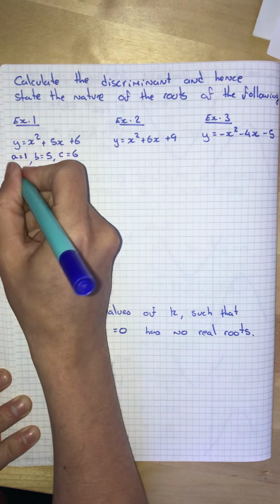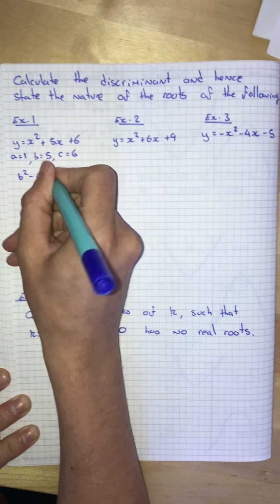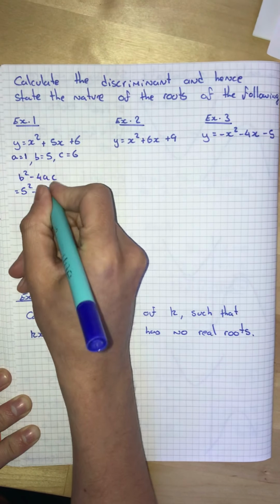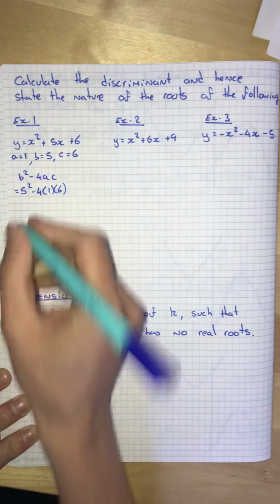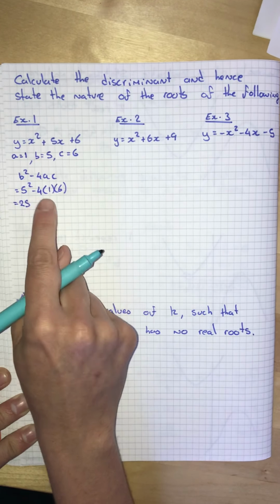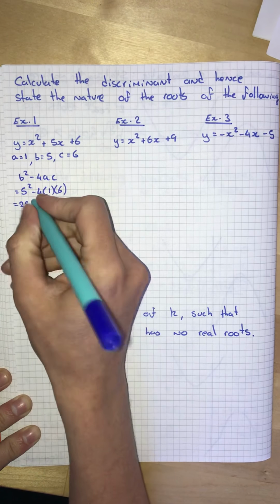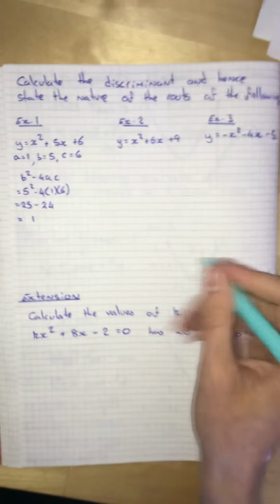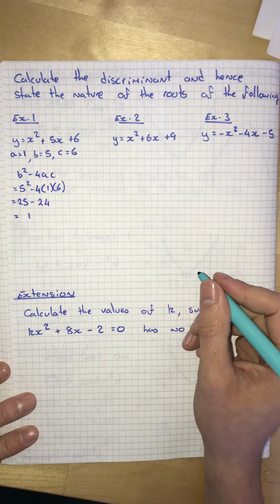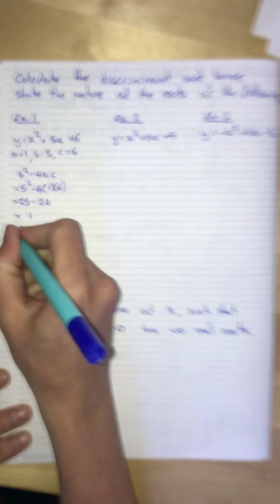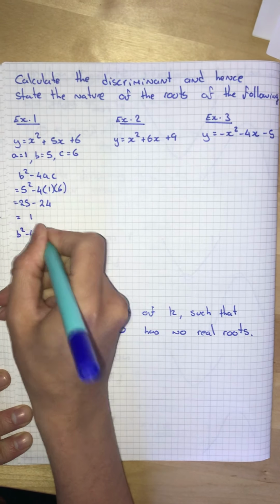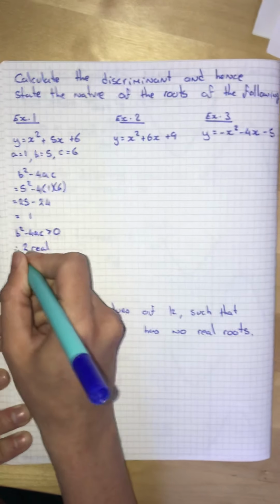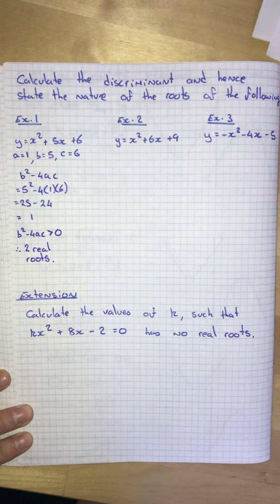So write out the discriminant formula, b squared minus 4ac. So we get 5 squared minus 4 times 1 times 6. So we get 25 minus 4 times 1 times 6. 4 times 1 is 4, times 6 is 24. 25 minus 24 is 1. Now is that greater than 0, equal to 0, or less than 0? 1 is greater than 0, therefore b squared minus 4ac is greater than 0, therefore 2 real roots.